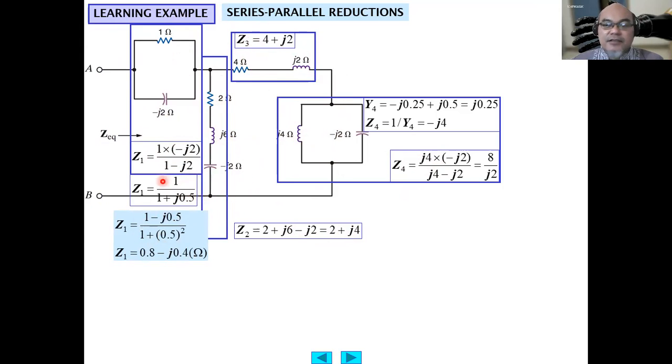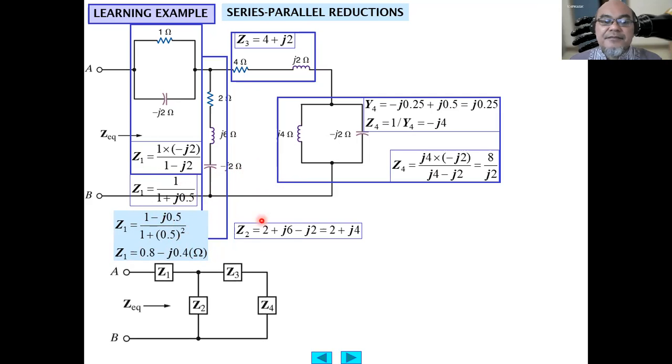And this we need to process again. Usually the denominator should be all real, so we multiply this by 1 minus J 0.5 divided by 1 minus J 0.5. So the denominator part becomes 1 plus 0.5 squared. And then we obtain the real part and the imaginary part.